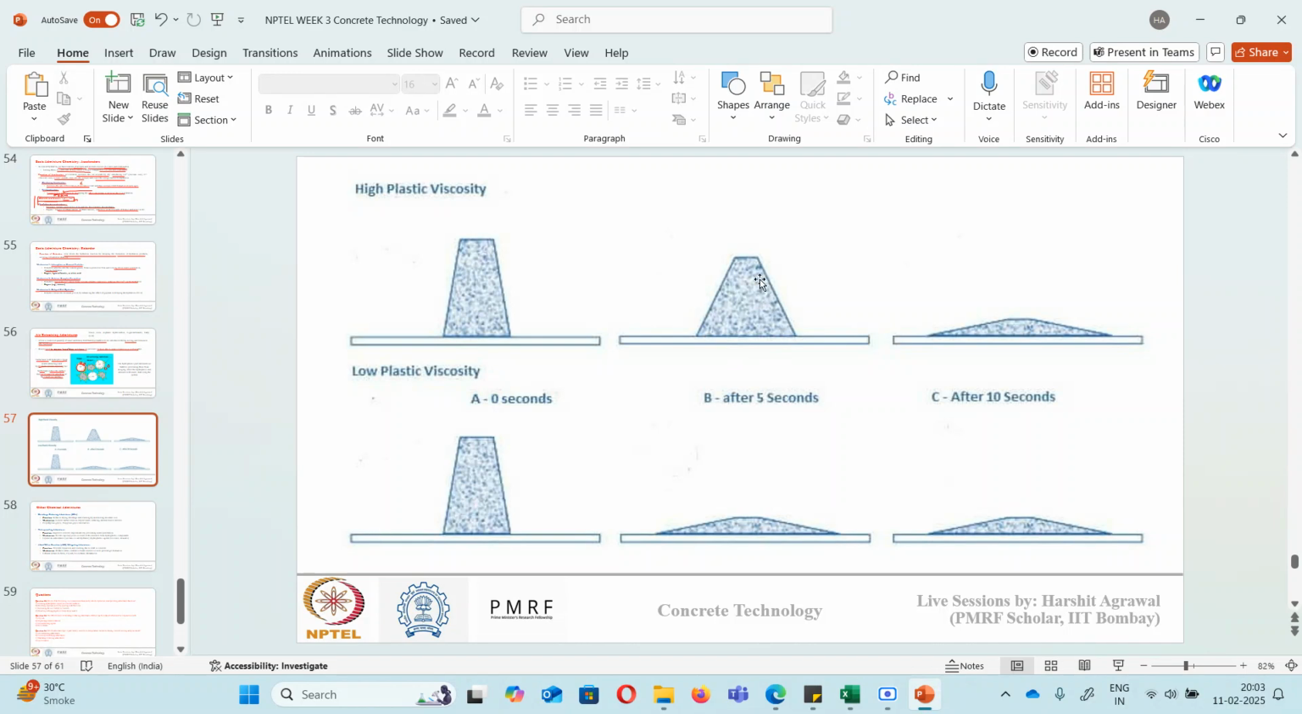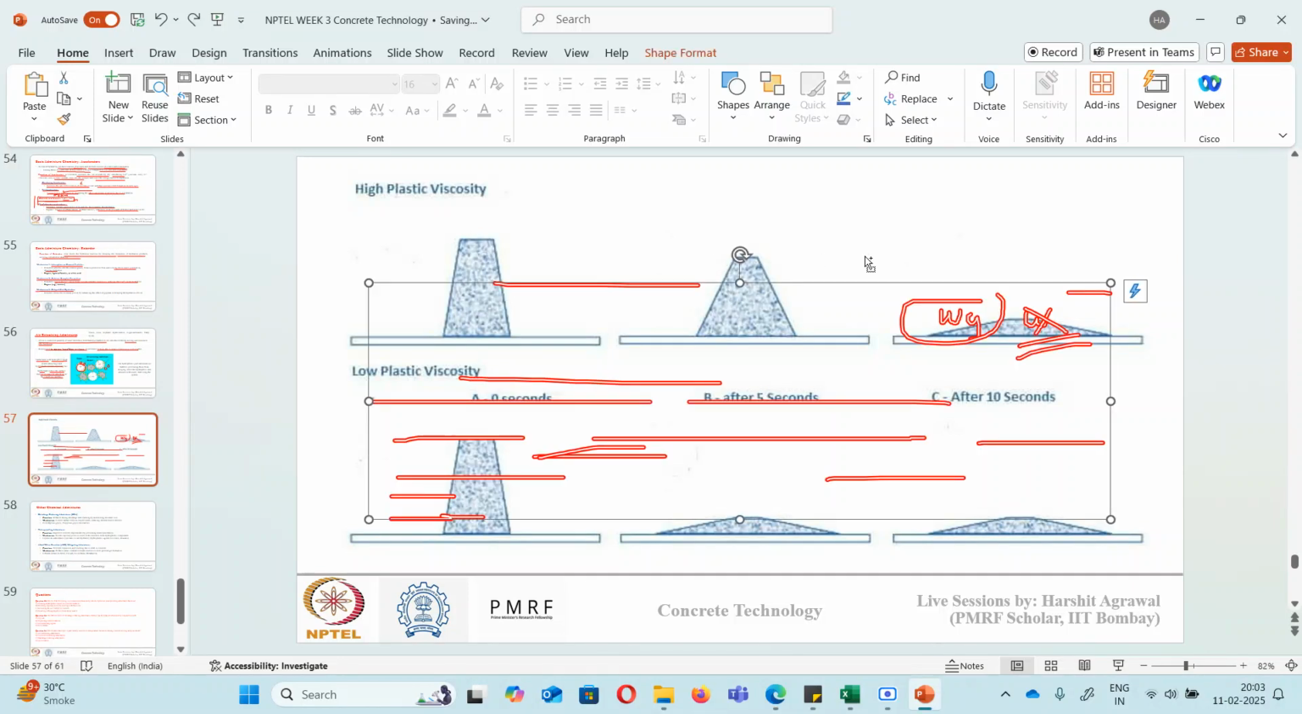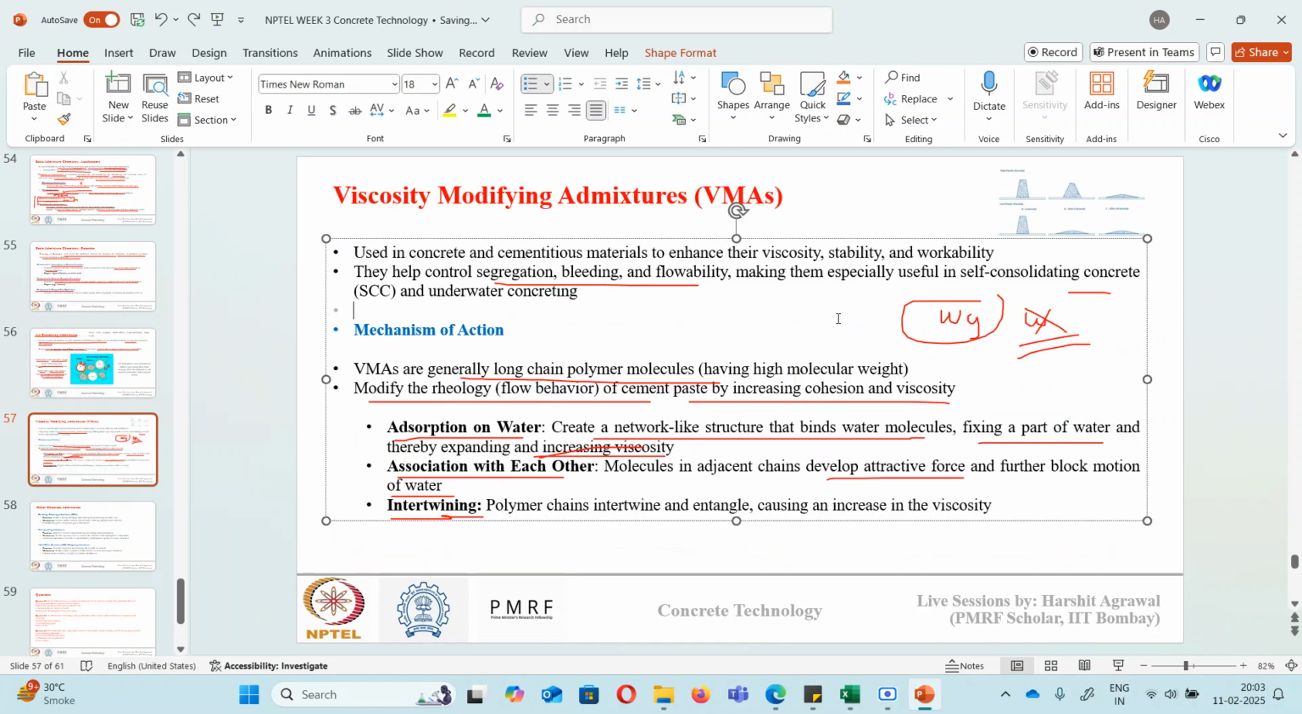Higher viscosity means lower flowability of my material, so it will be able to retain its shape to a greater extent, for more time, and that is how viscosity modifying admixtures work.